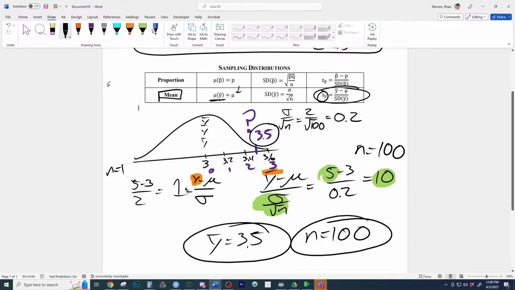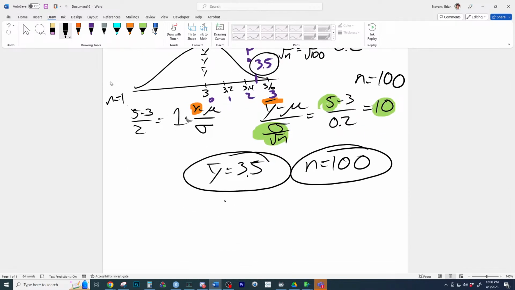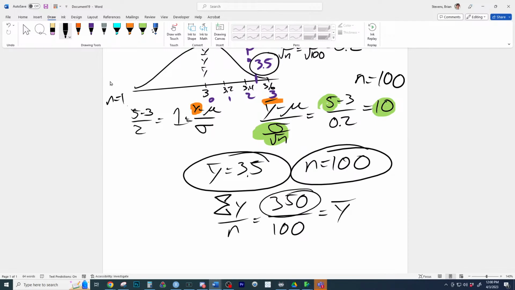350 slices. And you can check your work right here by saying the sum of the observations of y over n. We need to order a total of 350 slices, and that over n equals y bar. So this would be the amount right here. The total amount of pizza ordered is 350 slices. And then just think about it conceptually. If I order 350 slices for 100 people, then on average, people could eat 3.5 slices.